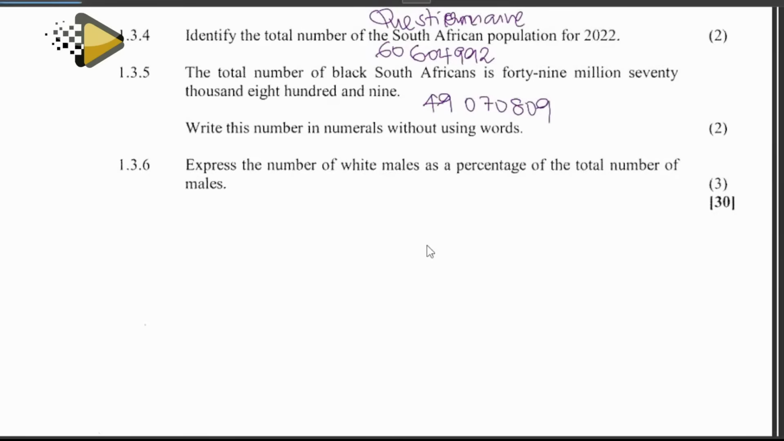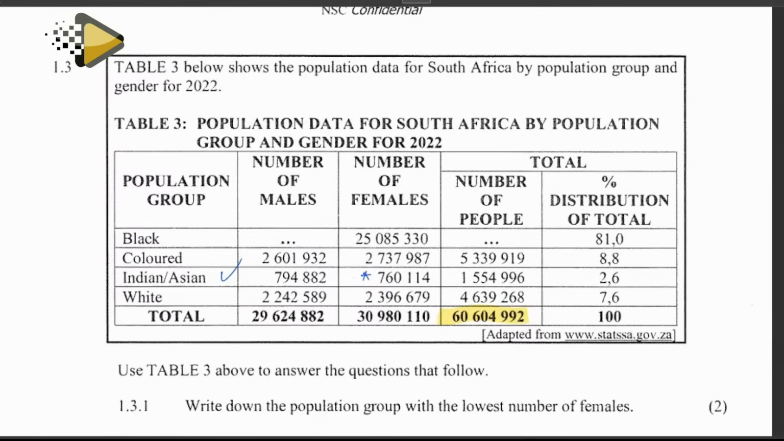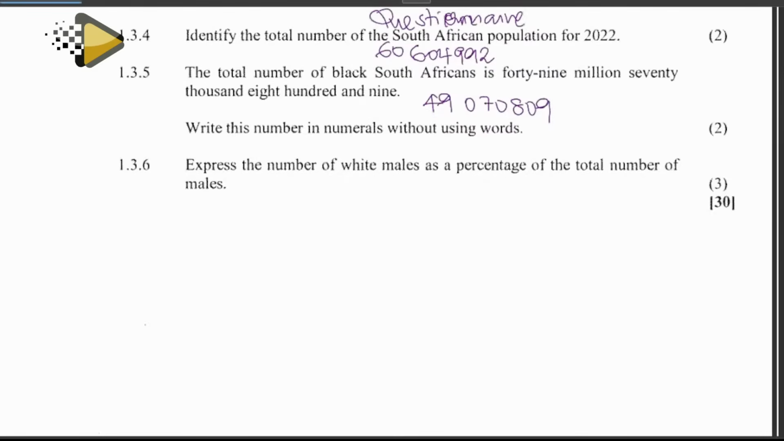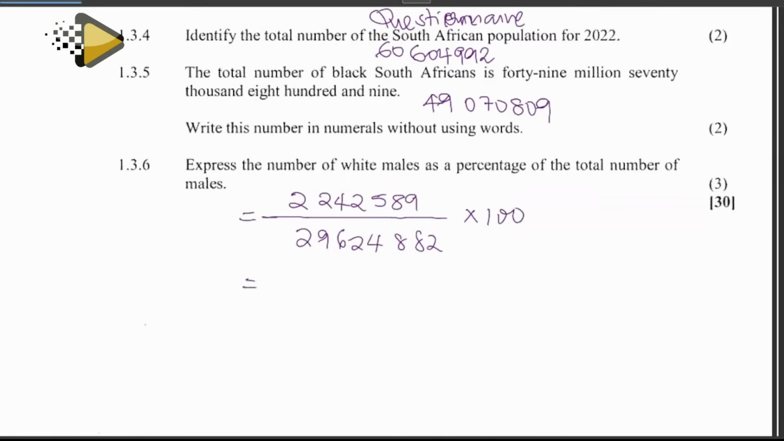All right, here we go. Express the number of white males as a percentage of the total number of males. So what we're going to do, we come here and ask how many white males are there? 2,024,000, so 242,589. We pick the number for the whites, divided by the total number, times 100 because you're looking for the percentage.